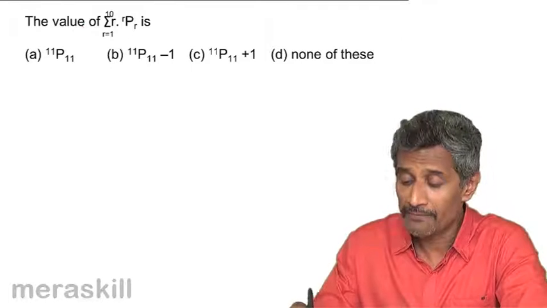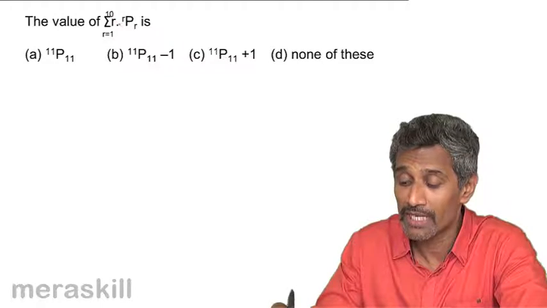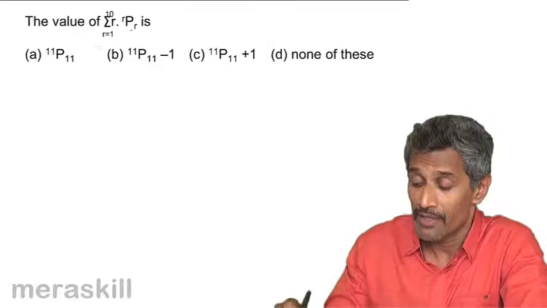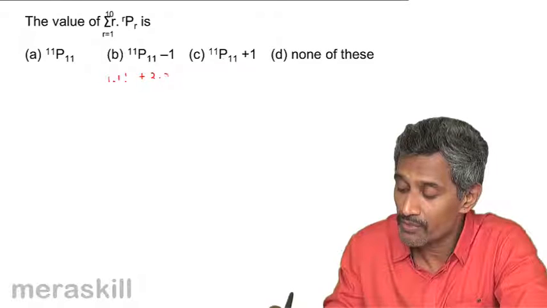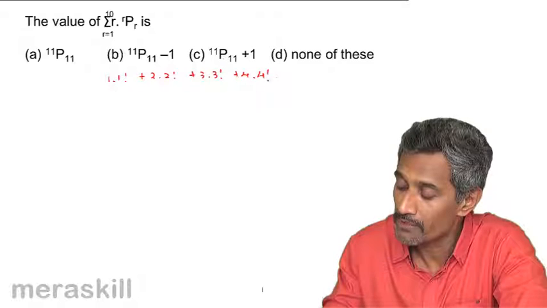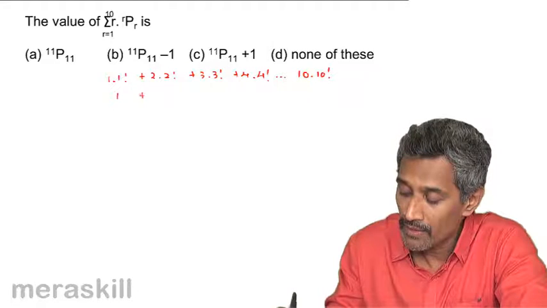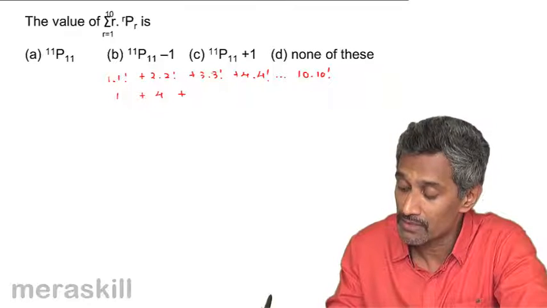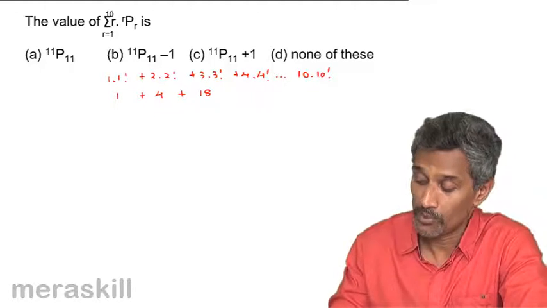Okay, so now we have an interesting sum. This is concerned with summation. So the series of the kind R into RPR, where R ranges from 1 to 10. So it will be somewhat like 1 into 1 factorial, 2 into 2 factorial, plus 3 into 3 factorial, plus 4 into 4 factorial, and so on up till 10 into 10 factorial. This works out to be 1, and this will be 2 into 2 factorial, 4. This will be 3 into 3 factorial, that is 6 into 3, 18, and so on and so forth.